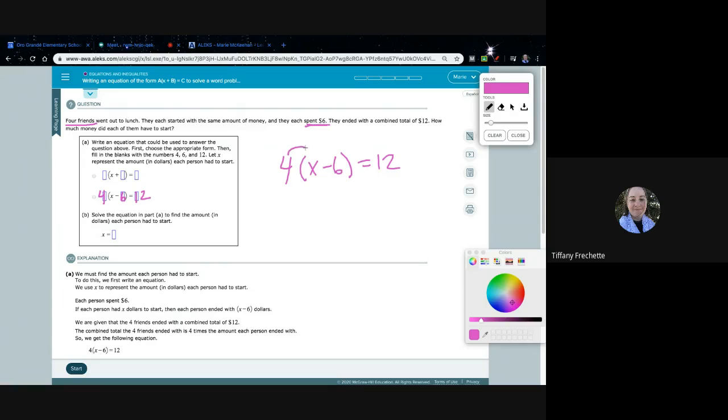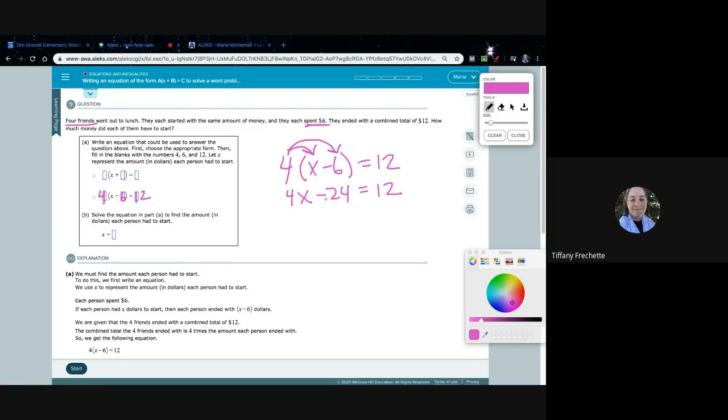First, we have to distribute this 4. So we're going to have 4x minus 24. And remember, distribute just means multiply. And that equals 12. I didn't do anything with 12. We don't distribute the 4 all the way across the equal sign, only to what's in the parentheses that the 4 is next to. So now I want to start solving for this x.